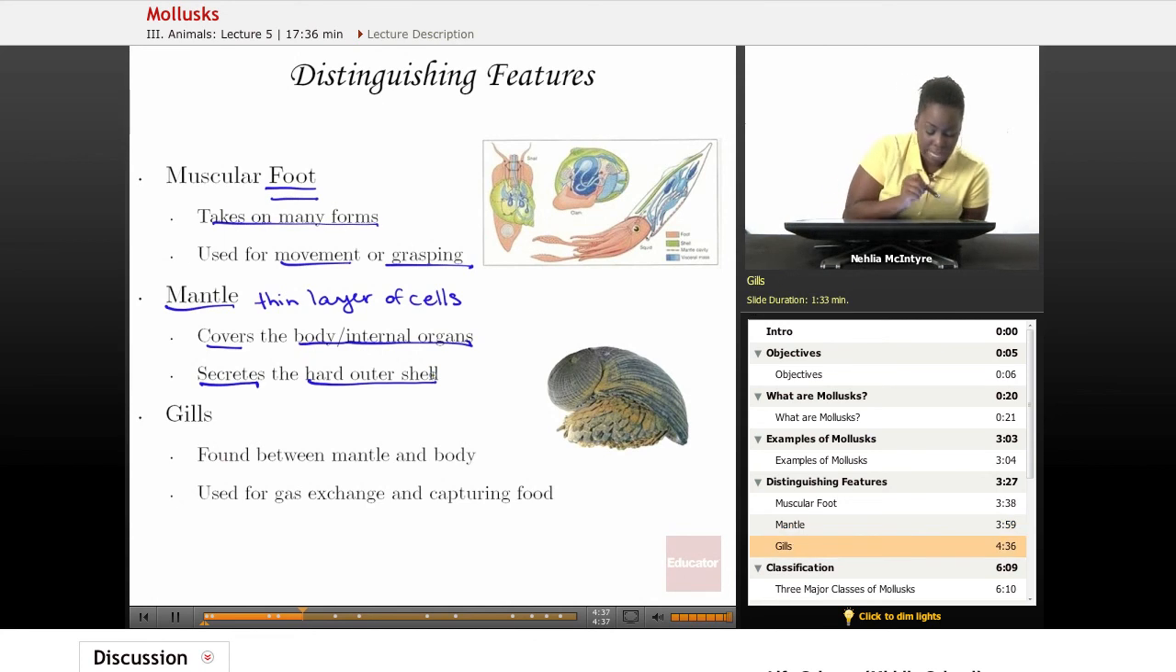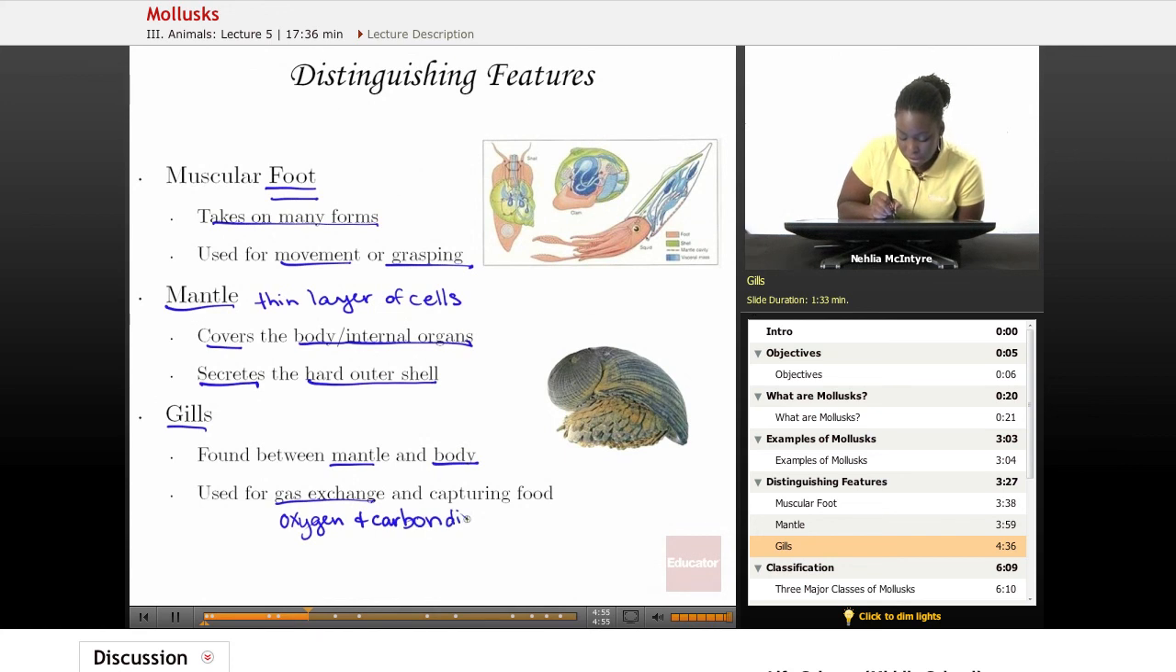And last of all, again, we talked about the gills. The gills are the structure or adaptation found between the mantle and the body, and they're used for gas exchange of oxygen and carbon dioxide gases so that mollusk can breathe. Gills can be used for gas exchange and also for capturing food.